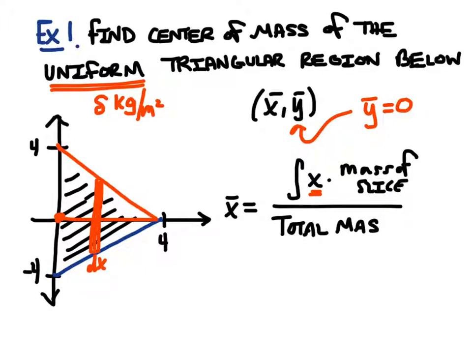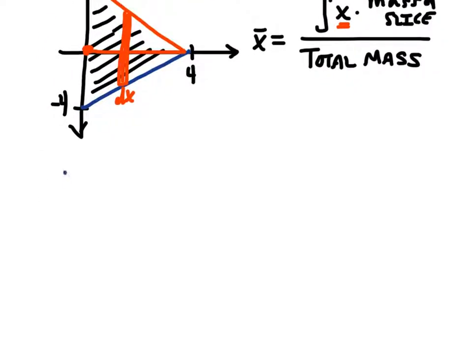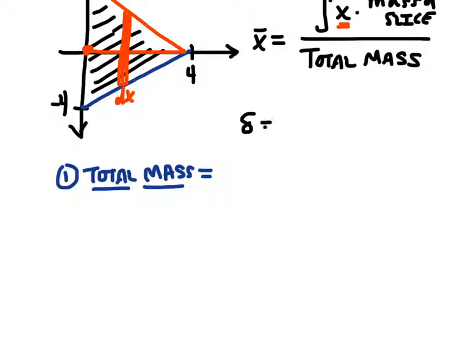Okay, so these are the two pieces we need to figure out in order to find what x bar is. So let's take each one separately. We're going to start with the total mass. Well, we're given delta. Delta is a mass density. That's a constant. And we know that that's equal to mass over area. So if we solve this little equation for mass, we're going to get that it's equal to delta times the total area.